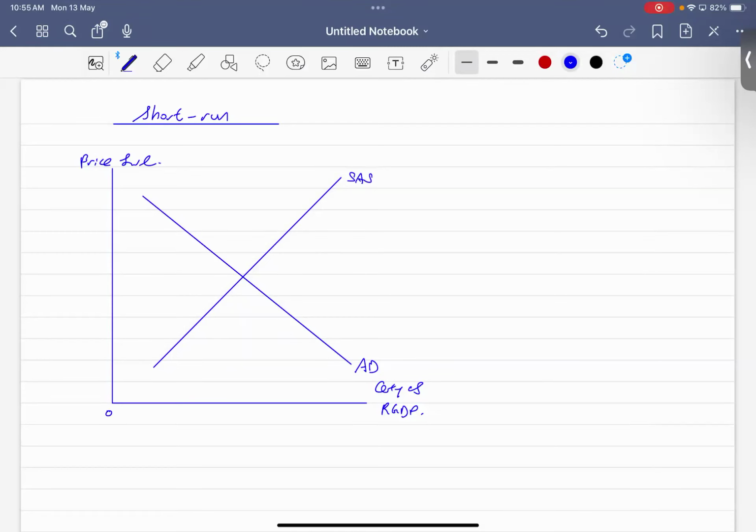And now, let's say I assume that we start from full employment. So how do you draw full employment? That means like this.